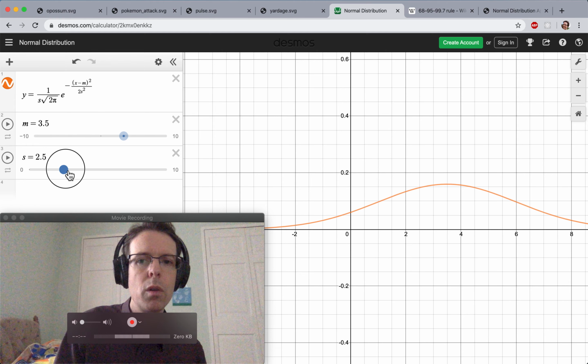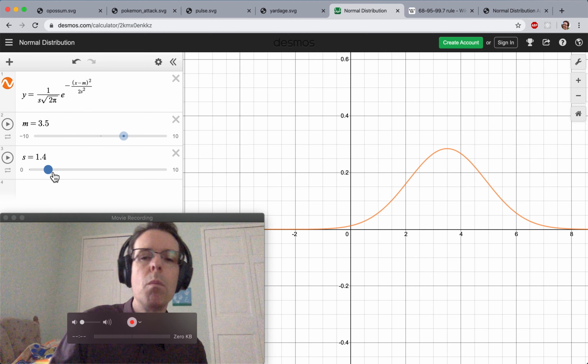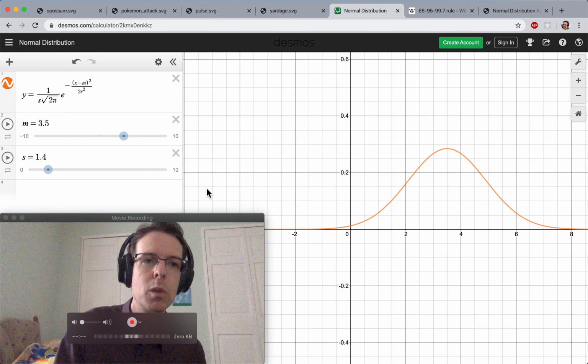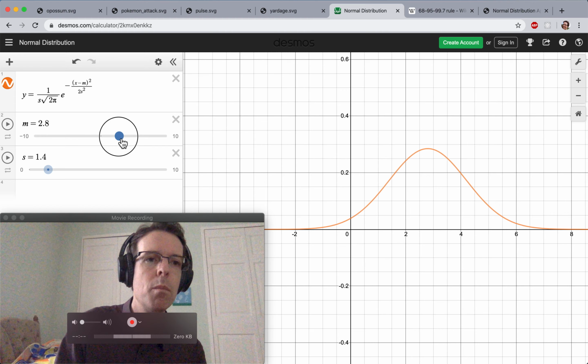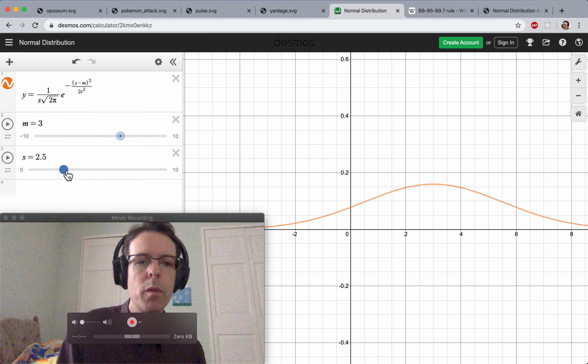So normal distributions vary in their mean because they can be centered at different locations. They vary in their standard deviations because they can have various levels of spread. But they don't, other than that, vary in any sense at all. They are otherwise exactly the same. So any two normal distributions with a mean of exactly 3 and a standard deviation of exactly 2.5, any normal distribution with that data will look like this.